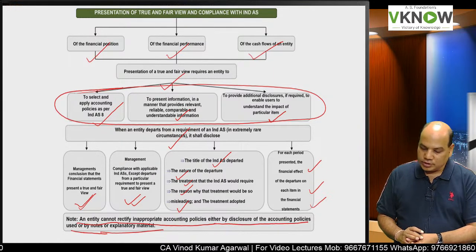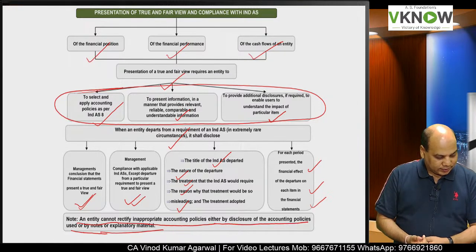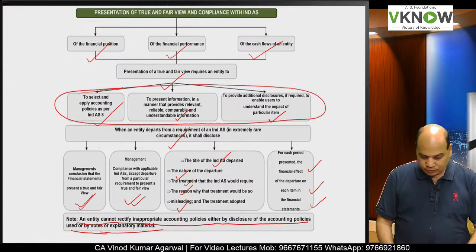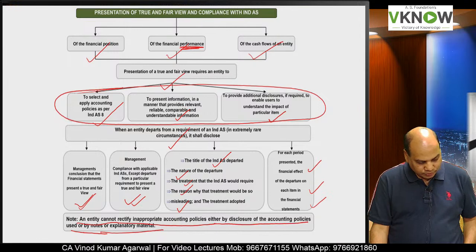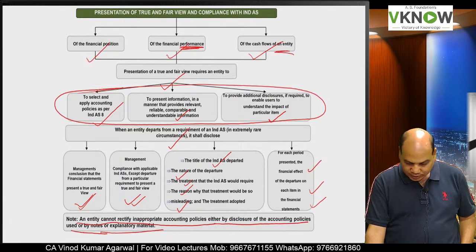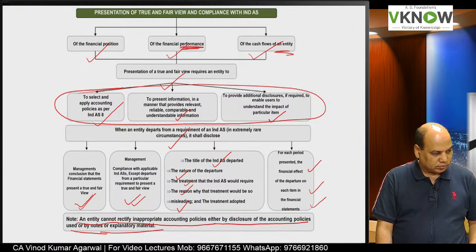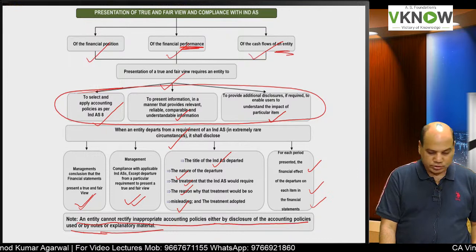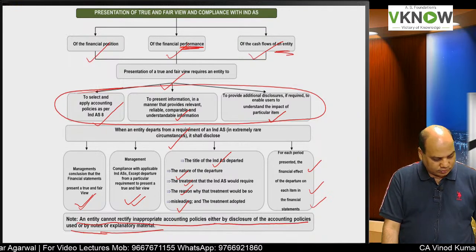Not printed. You write it down. Maybe the alignment was not done properly. So here also the performance word is missing, I think, in your notes. And cash flow of an entity. Just write it down. Certain lines are not printed in the notes. The source of this chart is ICI material.